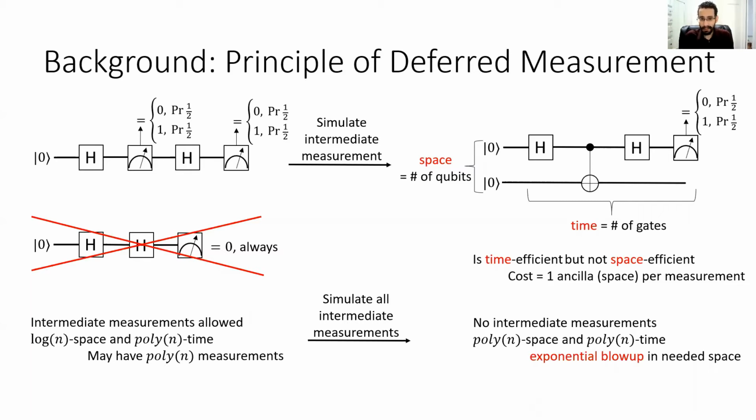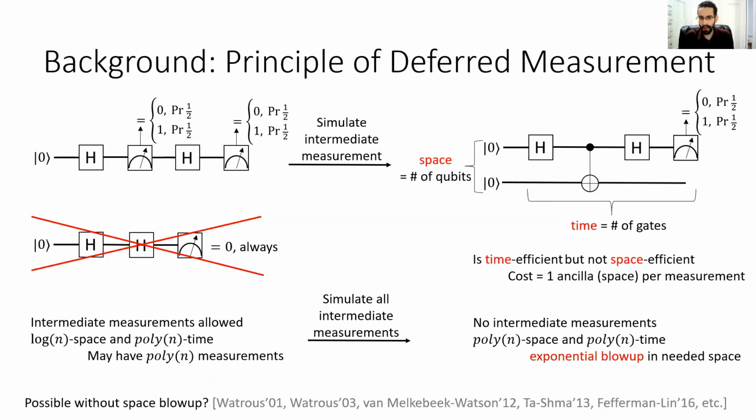And so the natural question, which has been considered by a whole collection of previous papers, is whether or not it's possible to eliminate intermediate measurements without a space blowup. Our first main result answers this question. Yes, it is indeed possible to eliminate intermediate measurements with neither a space blowup nor a time blowup.